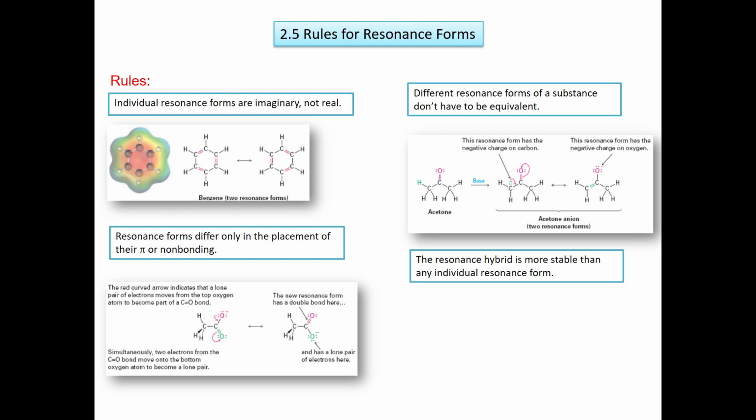Okay, the resonance hybrid is always more stable than any individual resonance form. Of course, the average will always be more stable. Importantly, when doing resonance forms, you cannot break the octet under any circumstance. Okay, don't break octets.